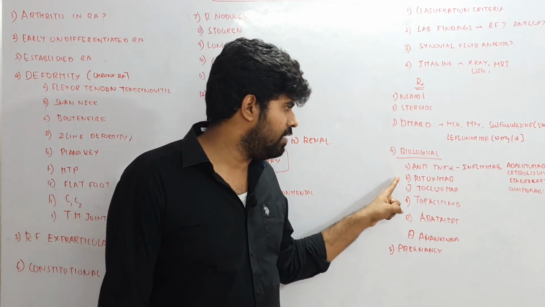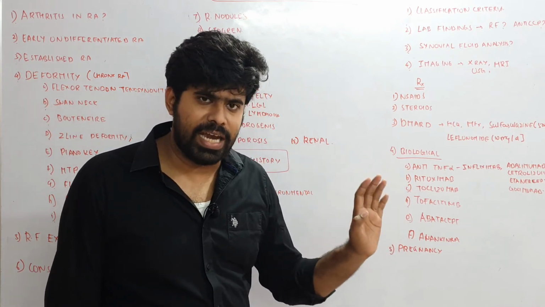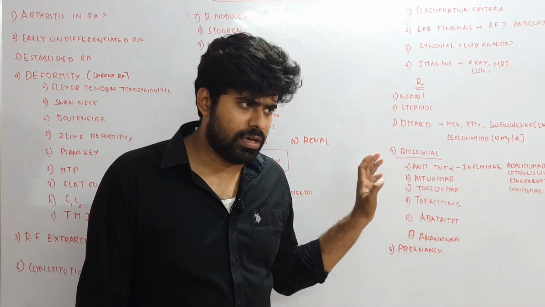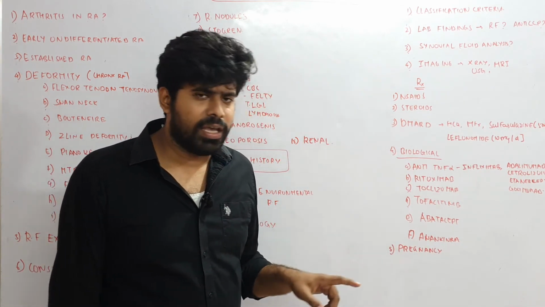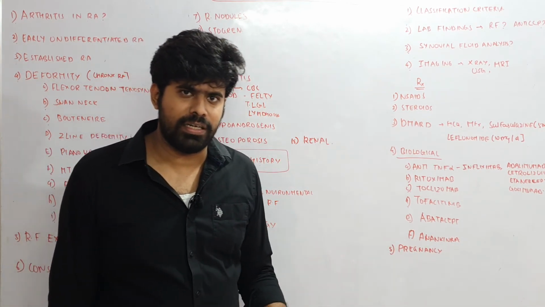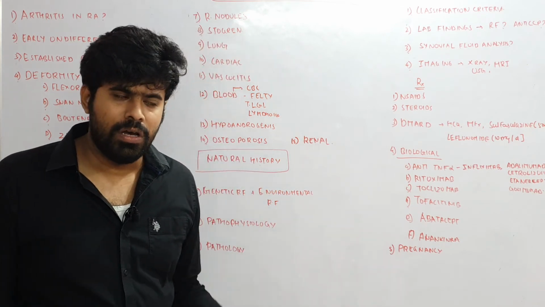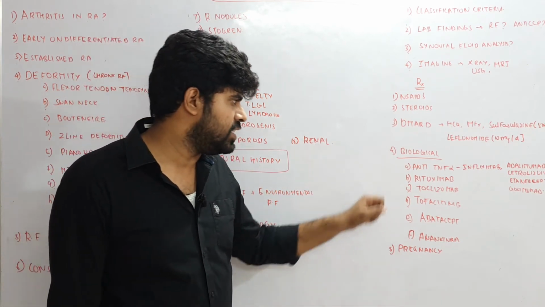The second group of drugs will be rituximab. Rituximab is an anti-CD20 antibody. It is again a monoclonal antibody that is directed against the B cells. Rituximab can be used as an add-on therapy to methotrexate in patients who are seropositive and refractory. Rituximab can be tried in such patients.